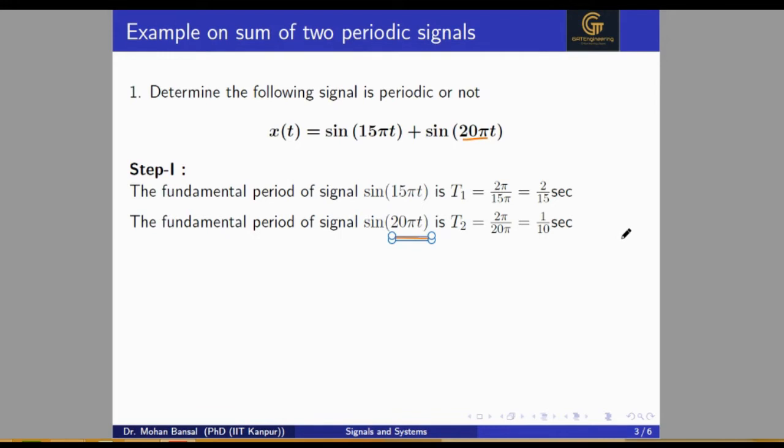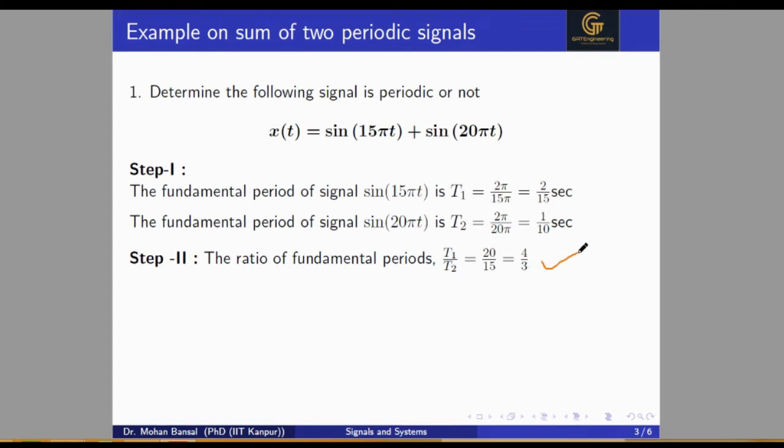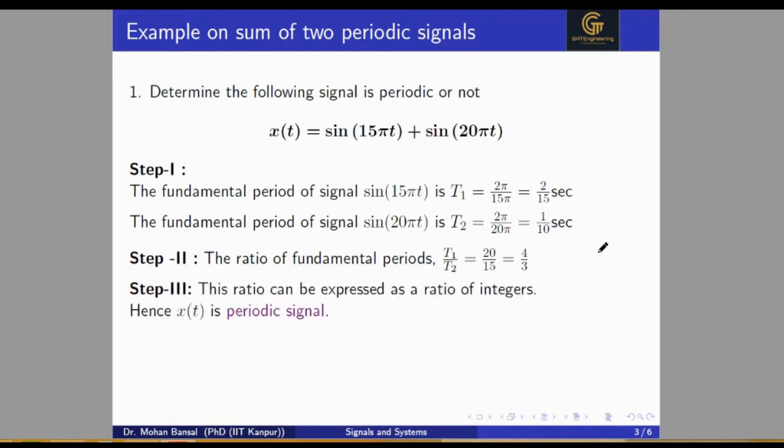Now we take the ratio of T1 and T2, which will be 20 divided by 15, or 4 by 3. So this ratio is rational. It is a ratio of integer numbers. So this signal is periodic. Now the next step is how to compute the fundamental period of the signal x(t).